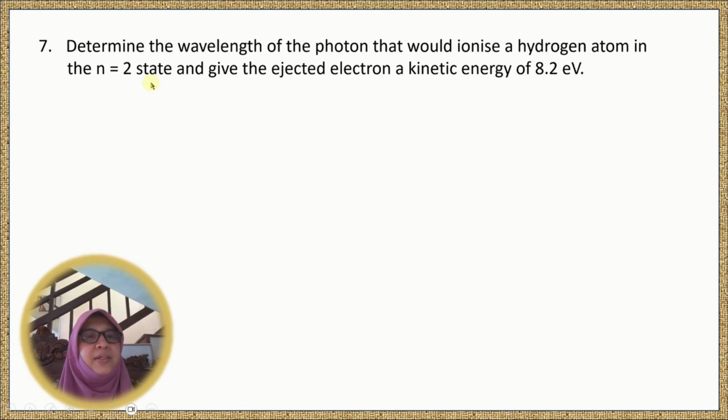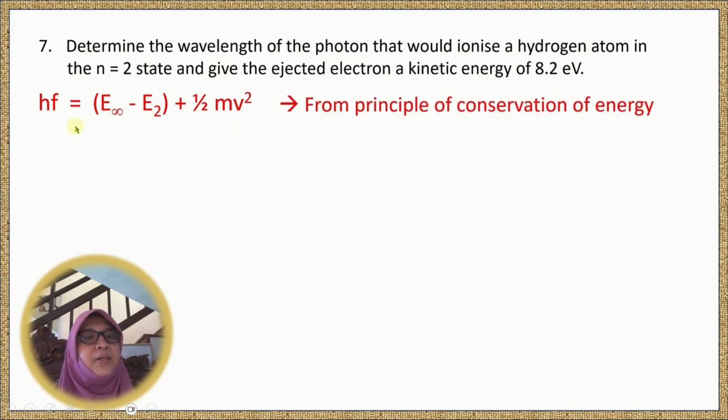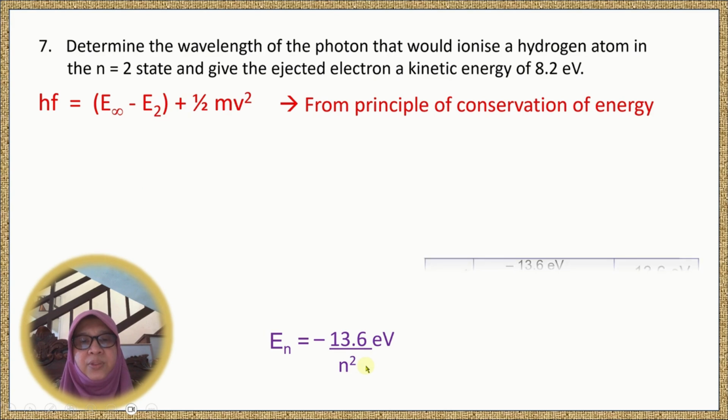Okay, question 7. Determine the wavelength of the photon that would ionize a hydrogen atom in the n equals 2 state and give the ejected electron a kinetic energy of 8.2 electron volt. So we use the same formula from the principle of conservation of energy. hf equals E infinity minus E2, plus half mv squared. So f is c over lambda.